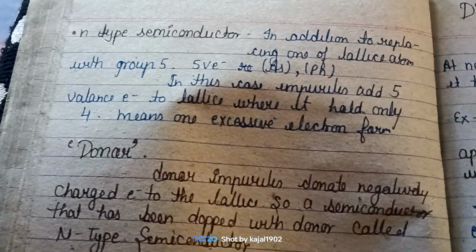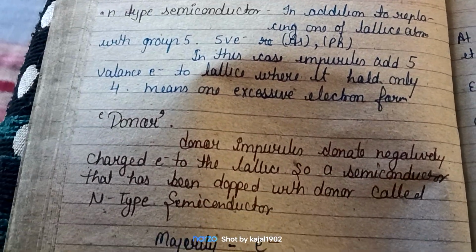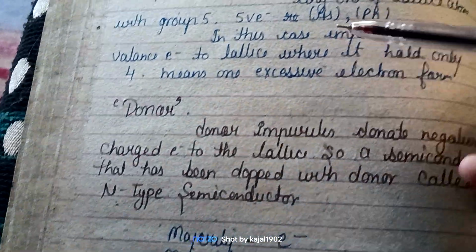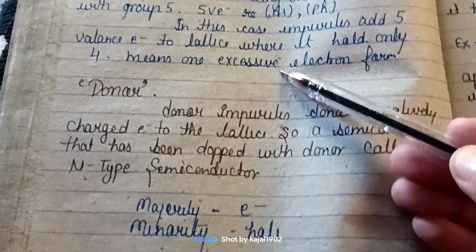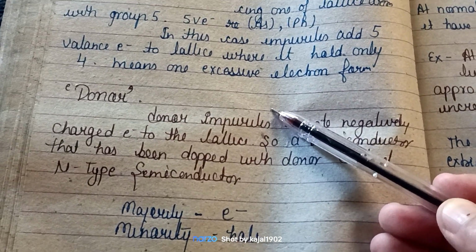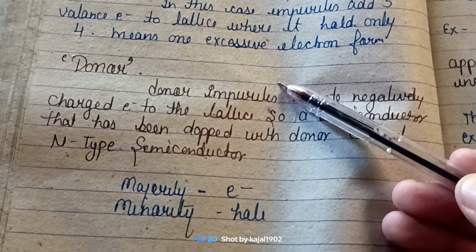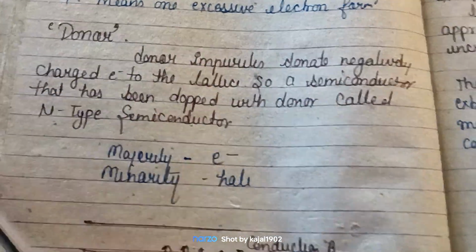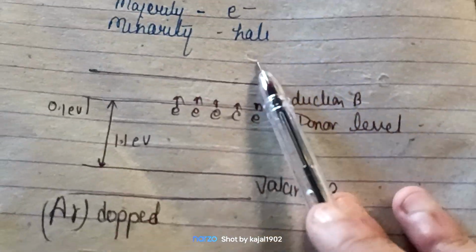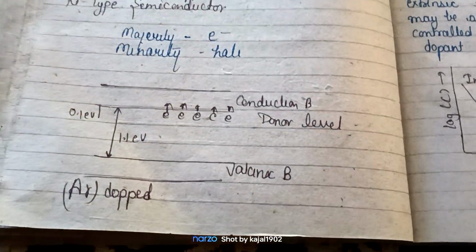Whereas for the n-type semiconductor, the lattice atom is replaced by an element with 5 valence electrons. Here it is a 5-valence-electron impurity. The impurity has 5 valence electrons while the lattice has only 4, which means one excess electron forms. This is the donor. The p-type is acceptor and this type is donor. Majority carriers are electrons, minority carriers are holes. Here you can easily see the Venn diagram.